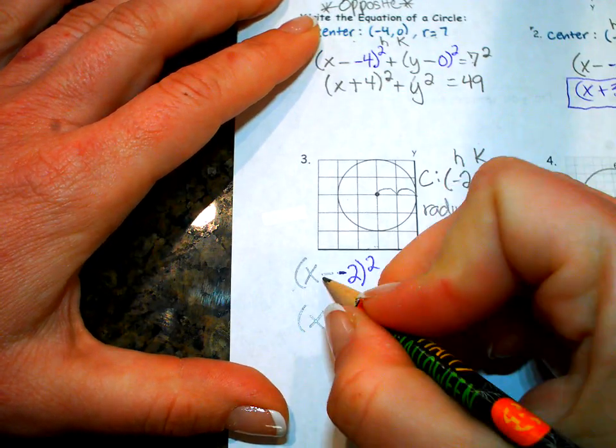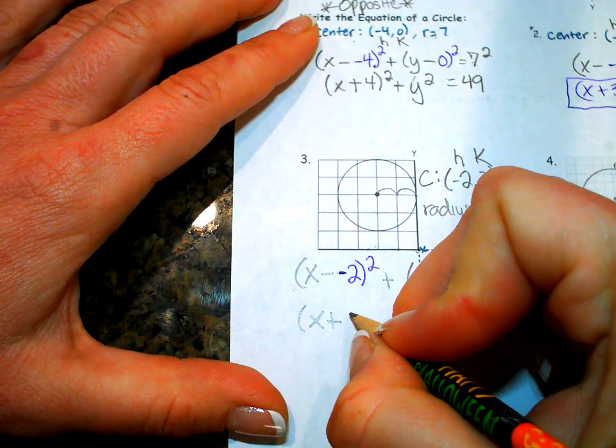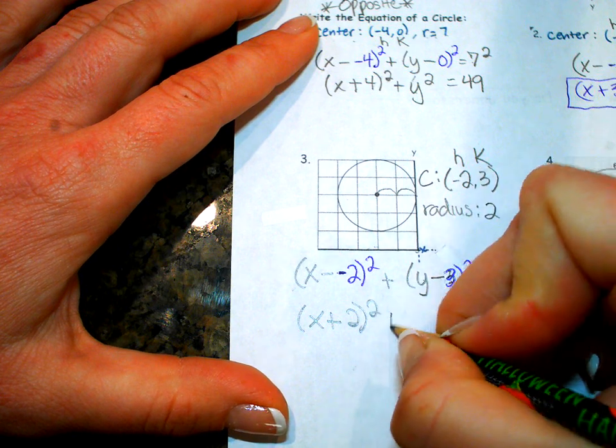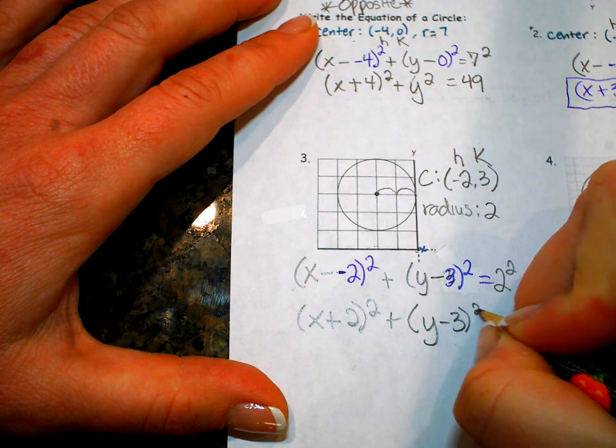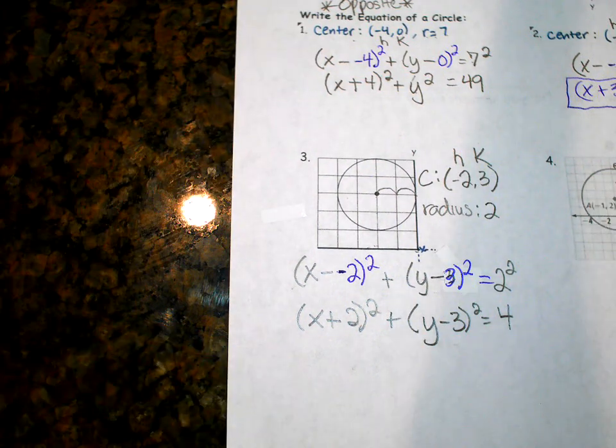(x + 2)² plus the same (y − 3)² equals 4. And I don't need to FOIL it. I'm not going to work it out. I'm going to leave it in this format because this format is the standard form of the equation of a circle. So I am done with that.